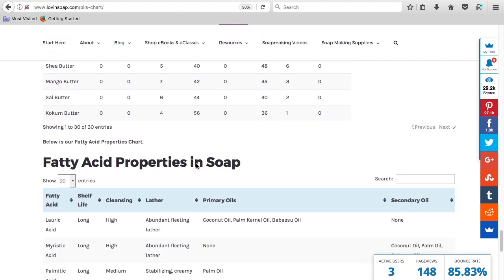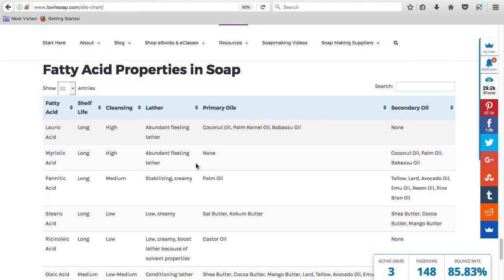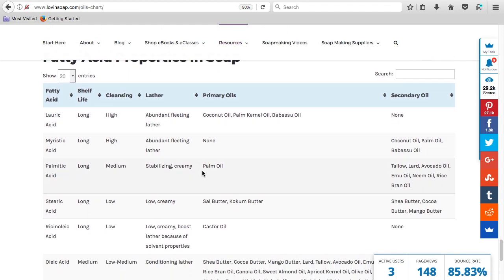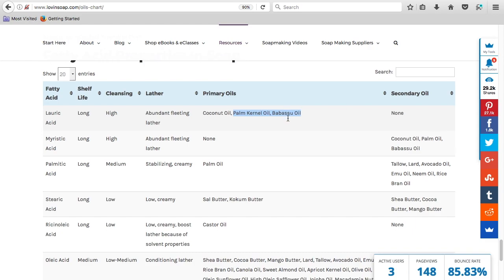Okay, so if you scroll down, I actually have this chart, which might help a little more with substitutions. It lists the properties of the fatty acids, so what you're getting from those fatty acids in your finished soap, and then the primary oils that contain them. If you are soaping with a recipe that has coconut oil, but you don't want to use coconut oil, these oils are going to be good substitutions: palm kernel oil, babassu oil, and so on.